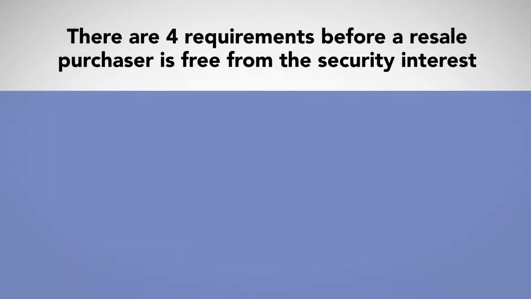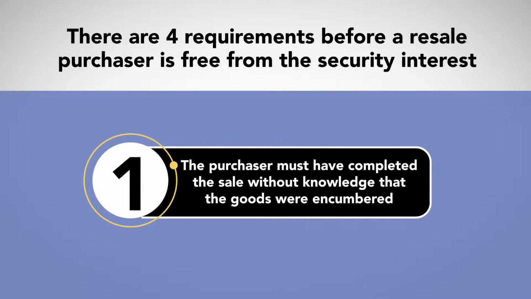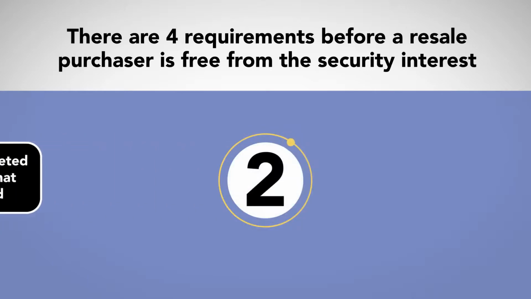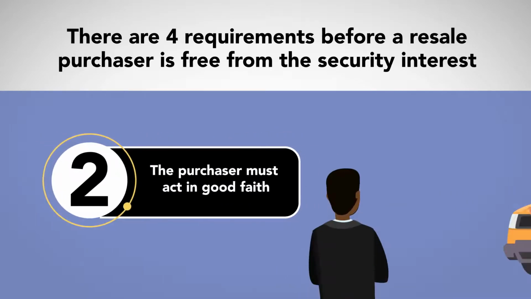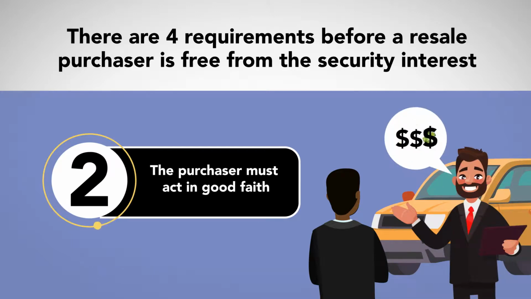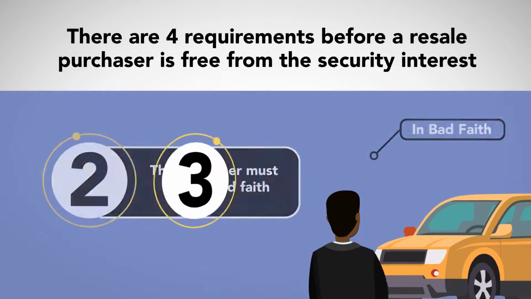There are 4 requirements before a resale purchaser is free from the security interest. First, the purchaser must have completed the sale without knowledge that the goods were encumbered. Second, the purchaser must act in good faith. For example, offering brand new consumer goods at pennies on the dollar raises a red flag that they might be stolen or otherwise subject to a third party's claim. Ignoring such red flags means that the purchase was in bad faith.